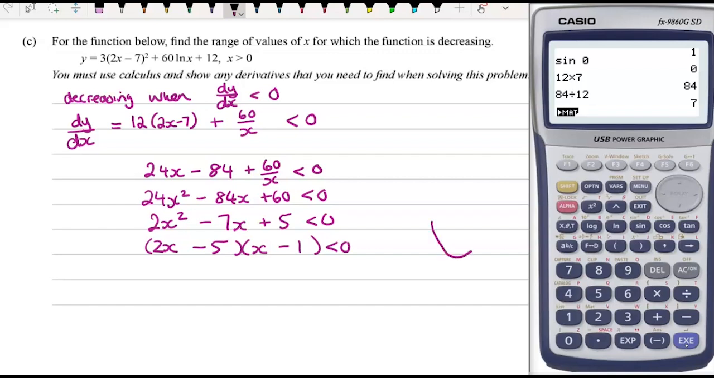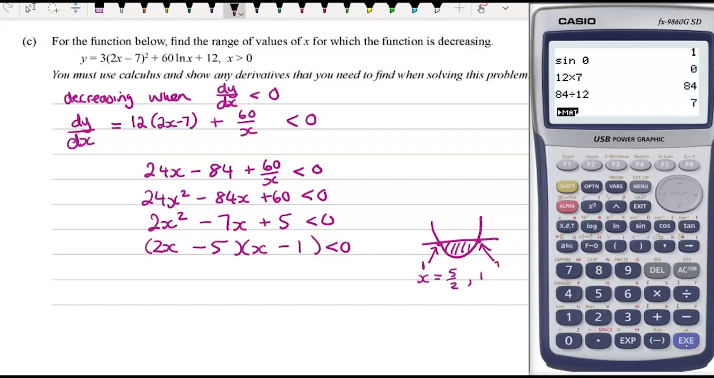So this is a positive parabola. It's going to go through 2 points here, and we want to know when it goes below 0 like this. So the first value that we've got, well, our x values for the solutions from these two factorized brackets is 5 over 2 and 1. So that's 2.5 and 1.